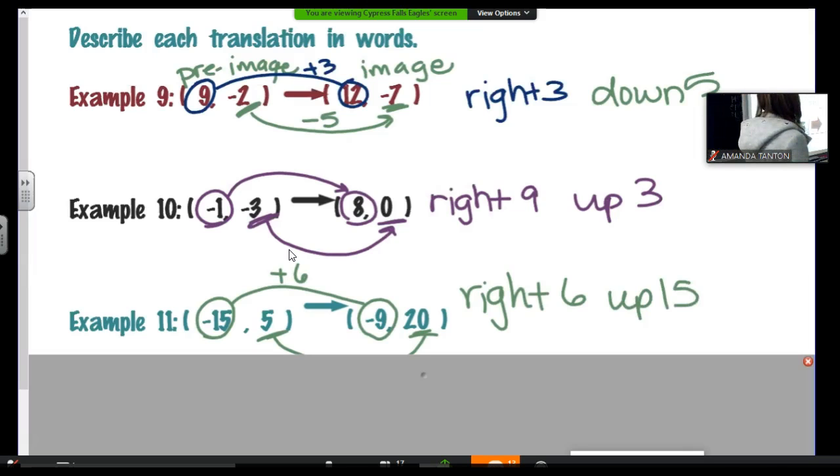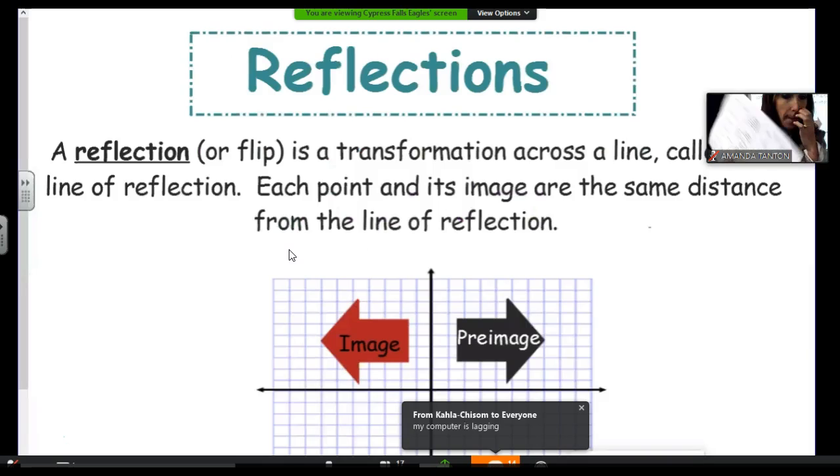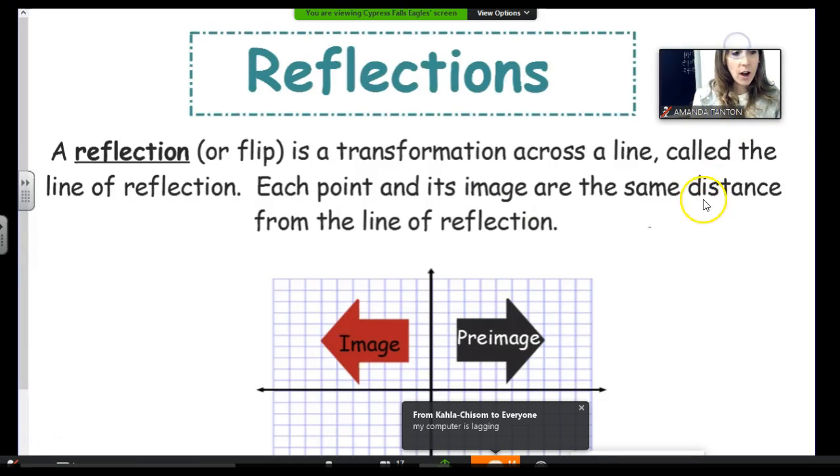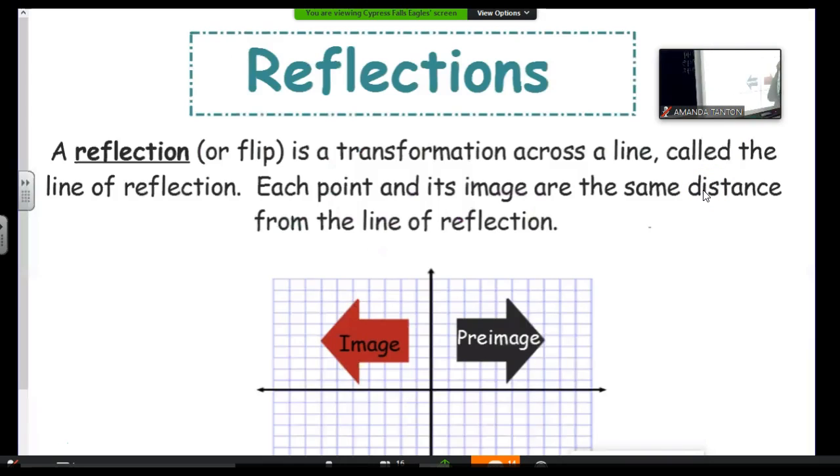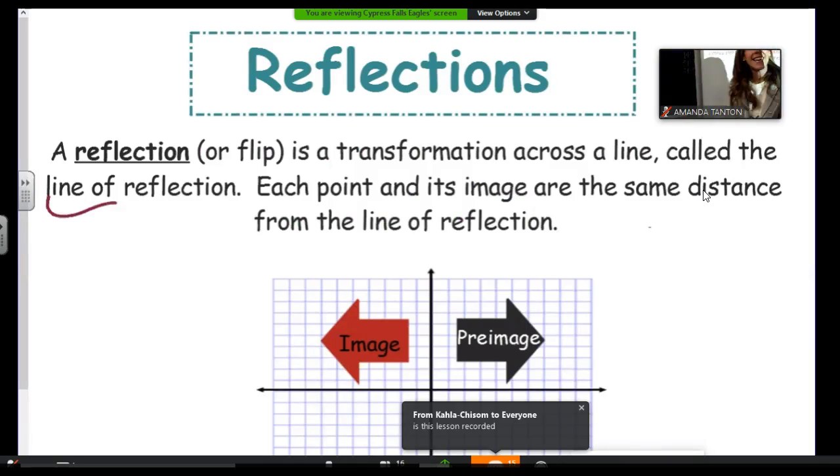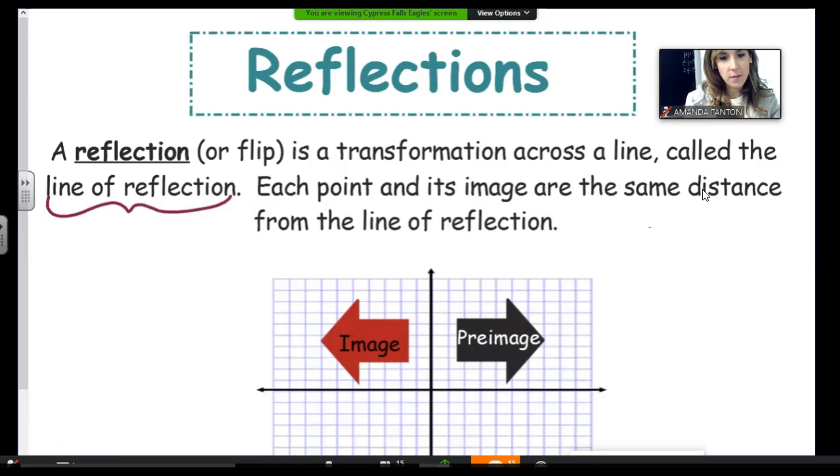We are now on reflections. You can go ahead and fill in the blanks on your notes page. A reflection or a flip is a transformation across a line called the line of reflection. I'm going to use this verbiage a lot. Line of reflection. Each point and its image are the same distance from the line of reflection. So I like to use that word a lot, equidistant. The image and pre-image are equidistant from the line of reflection.